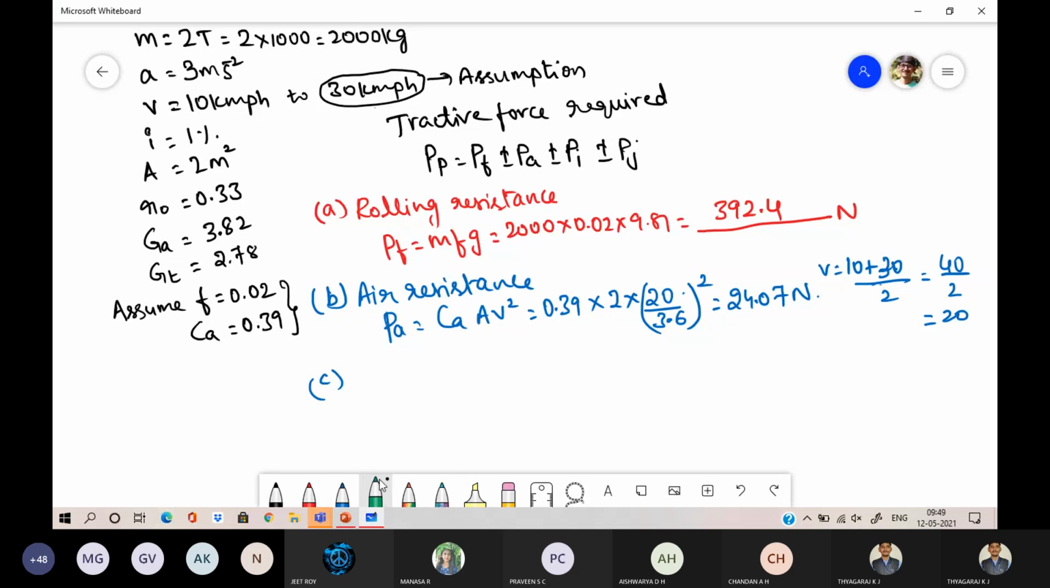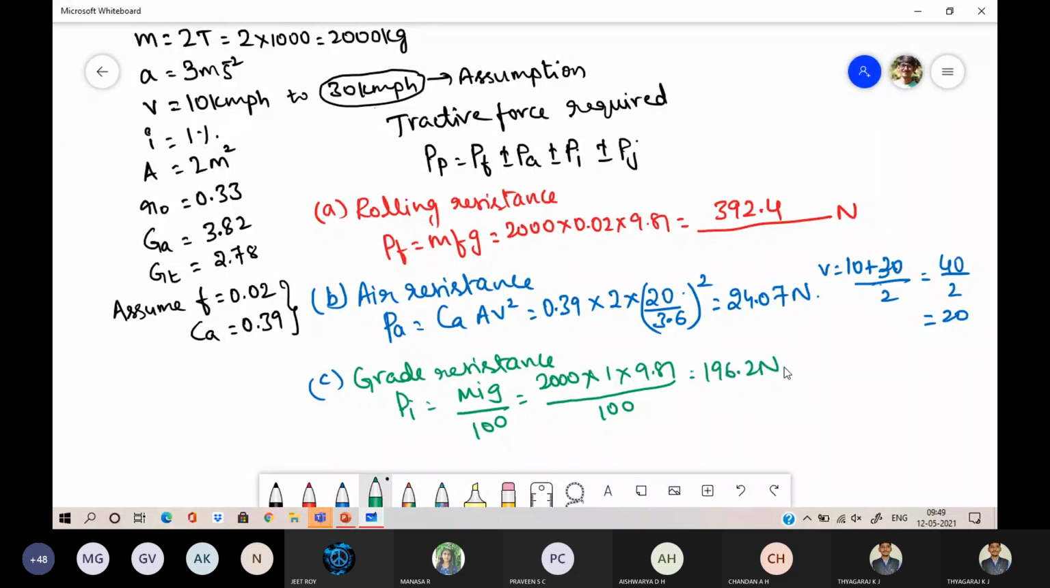Then C, that is grade resistance. So PG is equal to MIG by 100. So M is 2000, then I is 1%, they have given, 9.81 divided by 100. So how much are you going to get? You are going to get 196.2. Or you can assume this speed as 20 kmph also.